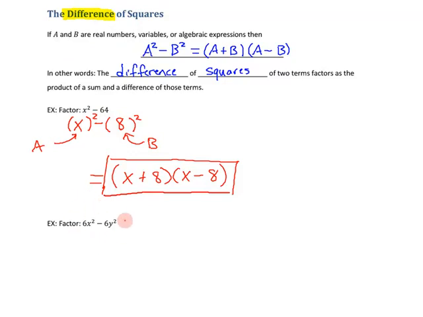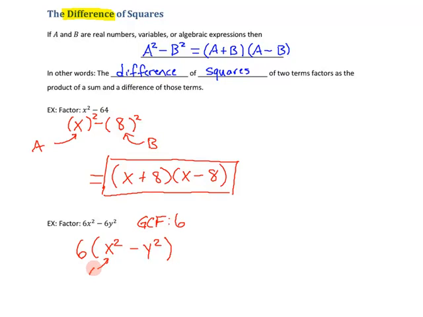Let's try this one. Now at first glance it looks like the difference of squares, but I have a problem. I've got a 6 in each term, but 6 is not a perfect square. So can I use the formula? Well, yes, if you remember that the first step in any factoring problem is to factor out the greatest common factor. The GCF in this case is 6. I can pull a 6 out of both of those terms and I'm left with x squared minus y squared.